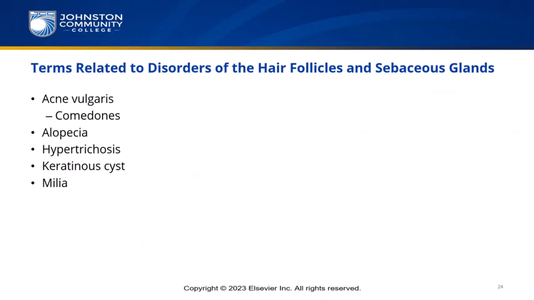A keratinous cyst is a benign cavity filled with an epithelium that has become hardened or keratinized, sebum and epithelial debris. A synonym for keratinous cyst is sebaceous cyst. Finally, we have milia. Milia is a condition of tiny keratinous cysts that are on the surface of the skin. They are the result of clogged sebaceous ducts.